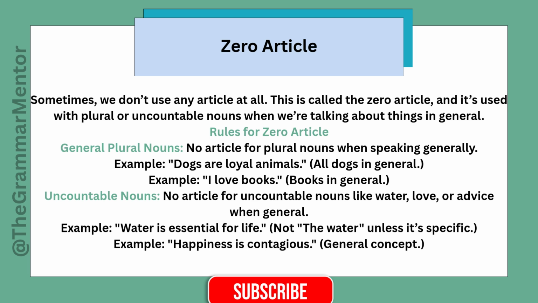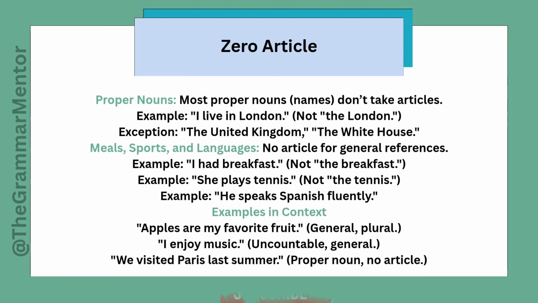Books in general. Uncountable nouns. No article for uncountable nouns like water, love, or advice when general. Example, water is essential for life. Not the water unless it's specific. Example, happiness is contagious. General concept. Proper nouns. Most proper nouns, names, don't take articles. Example, I live in London. Not the London. Exception, the United Kingdom, the White House.